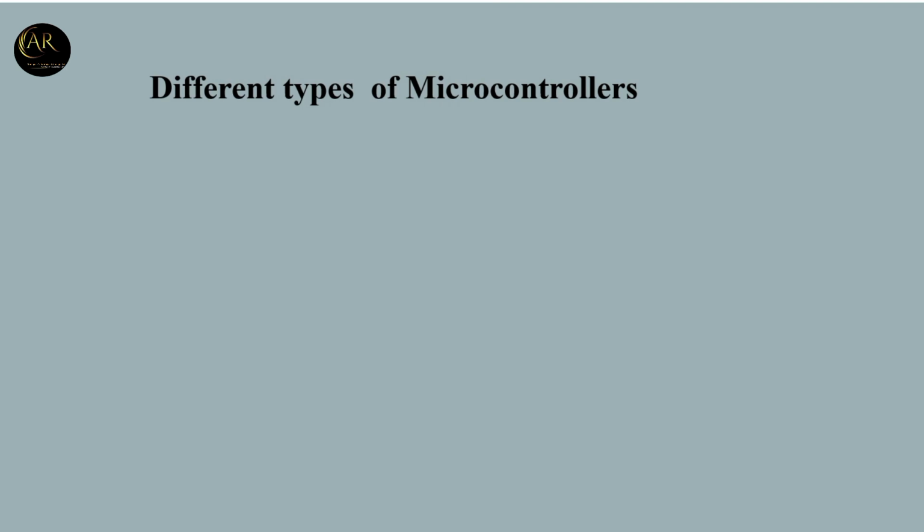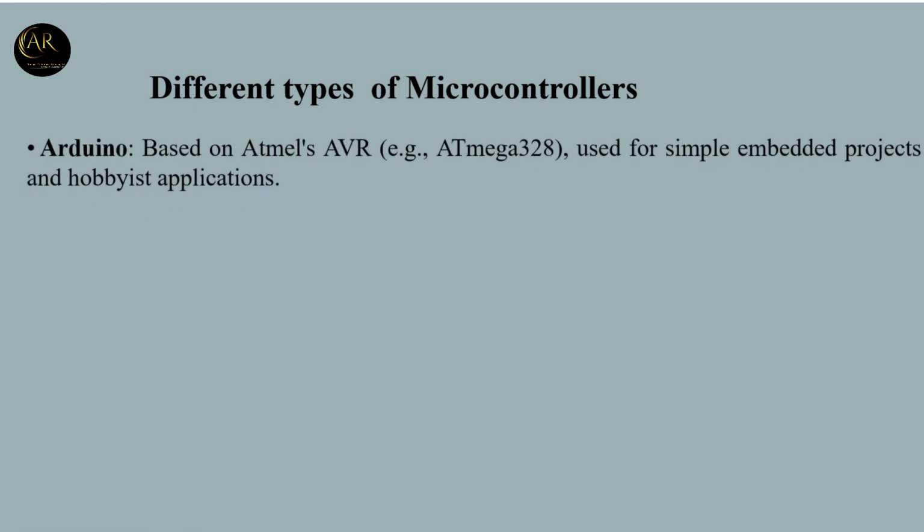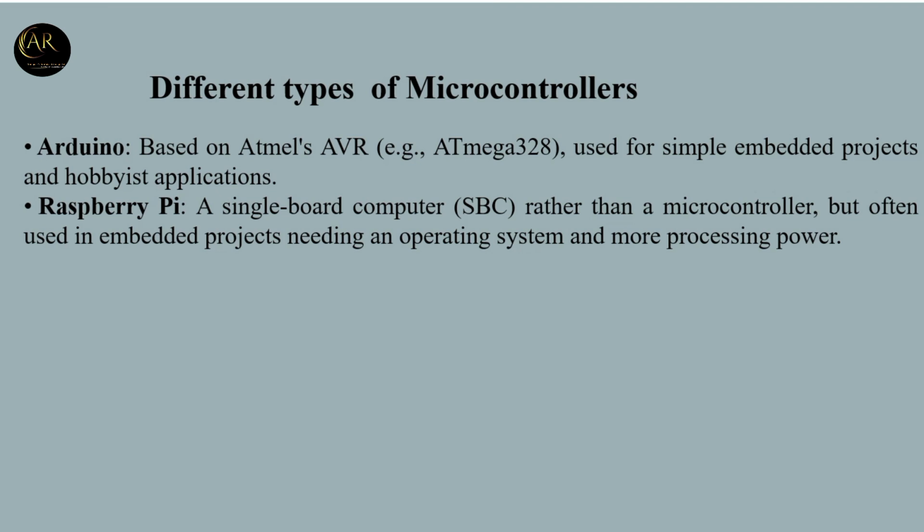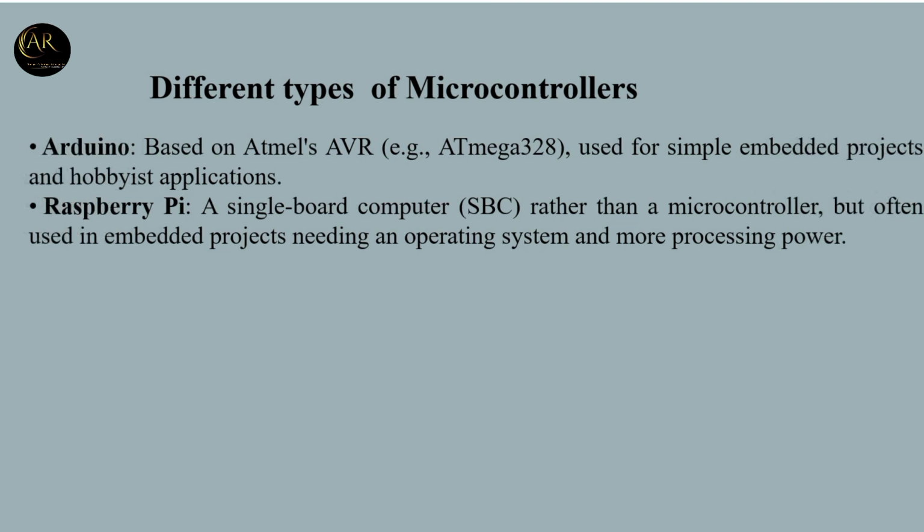In the next slide we will see different types of microcontrollers. First of all, Arduino. Arduino comes in different types: Arduino Uno, Arduino Nano, Arduino Mega. These are the basic types used for embedded projects and embedded applications. The next one is Raspberry Pi. Raspberry Pi is a small mini computer. It is also a microcontroller. We can install the Raspberry Pi desktop in our system for processing.